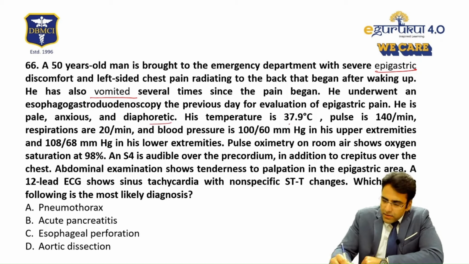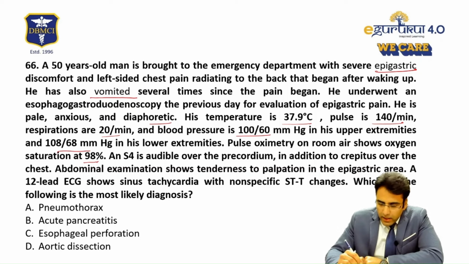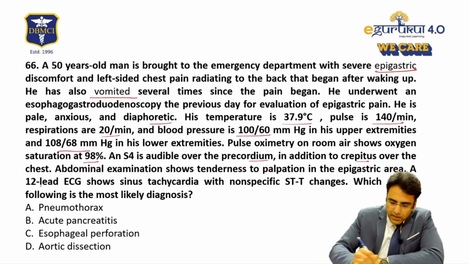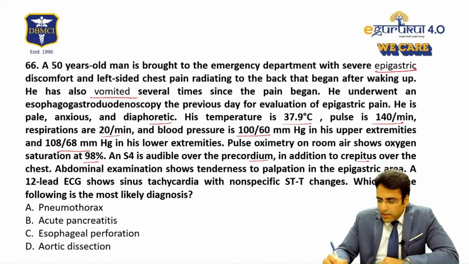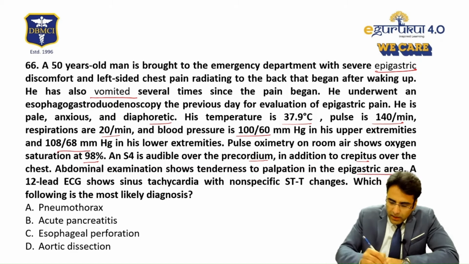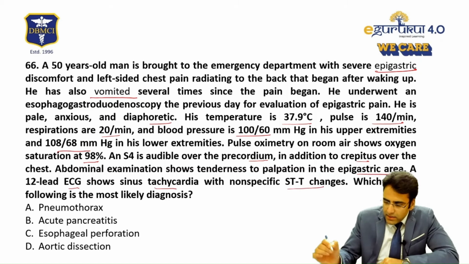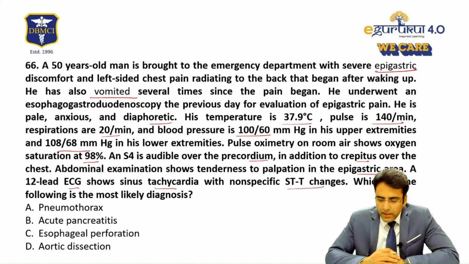His temperature is 37.9 degrees centigrade. Pulse shows tachycardia. Respiratory rate is also on the higher side. Blood pressure is 100 by 60 in his upper extremities and 108 by 68 in his lower extremities. Pulse oximetry on room air shows oxygen saturation at 98%, and an S4 is audible over the precordium in addition to crepitus over the chest. Abdominal examination shows tenderness to palpation in the epigastric area. A 12-lead ECG shows sinus tachycardia with non-specific ST-T changes. Which of the following is the most likely diagnosis?